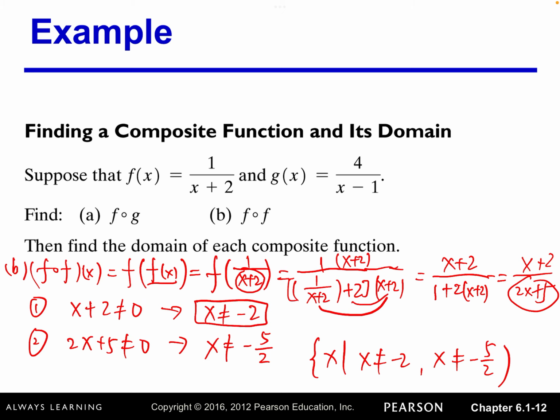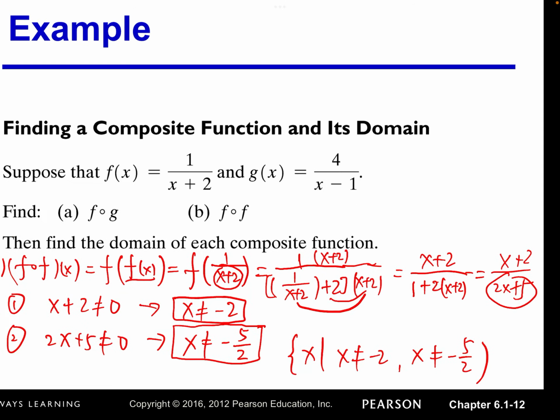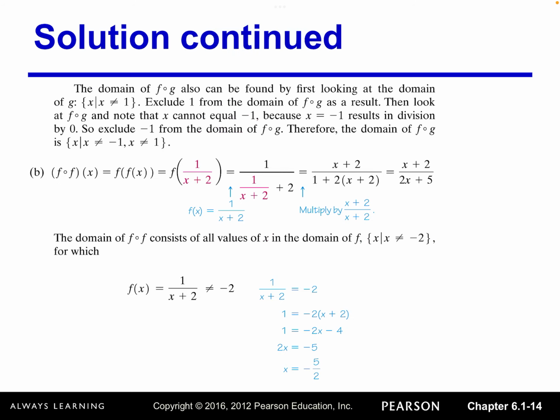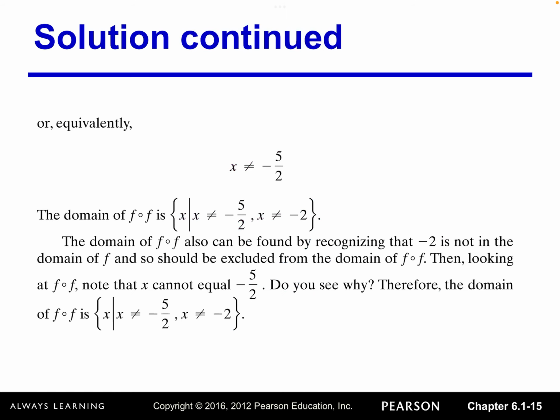So the final domain is x cannot equal -2, and x cannot equal -5 over 2. The restriction x cannot equal -2 comes from the inner function, and x cannot equal -5 over 2 comes from the composite function. All right, we can check the solution. This is A: x cannot equal +1, x cannot equal -1, right? Second, B: x cannot equal -2, and x cannot equal -5 over 2, right? So we got both matching solutions.